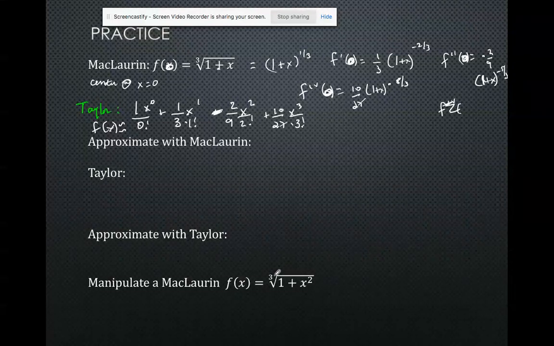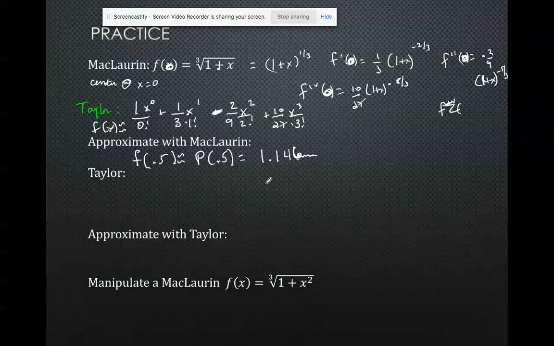Now, they want me to use my Taylor to approximate a number close to 0, the center. My Taylor polynomial at 0.5. So you would have a calculator and you would plug in 0.5 here. And I did with my calculator, I got 1.146, because I have to put three places past the decimal, blah, blah, blah.